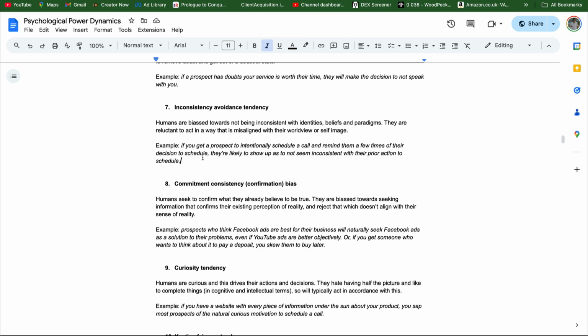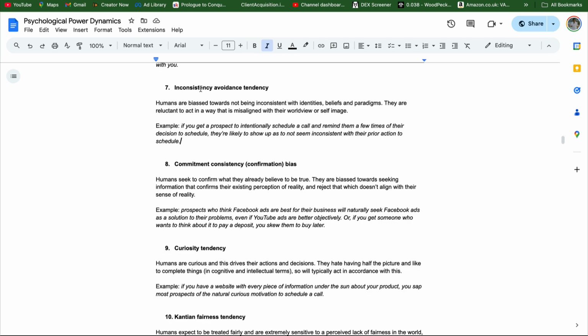And then when you remind them that it was their decision to show up for the call, that it was their decision that they scheduled the call, then they're not going to want to show up, because that's misaligned with their self-image, okay? So it's really key to understand this stuff.